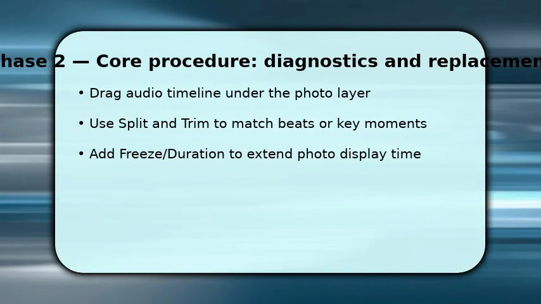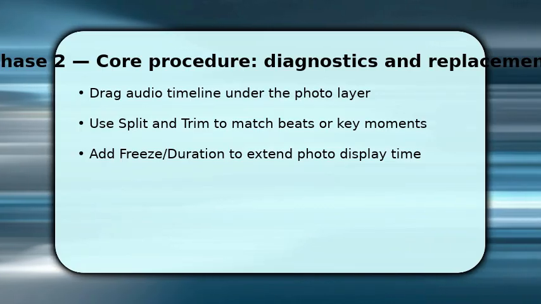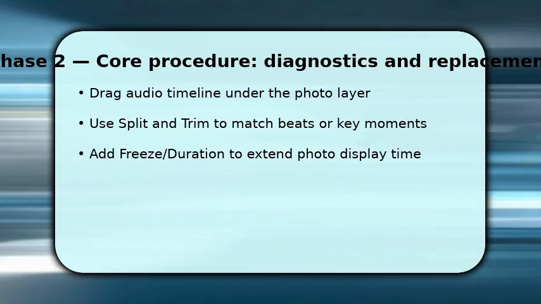Next, you align the photo duration to the music. Drag the audio track under the photo layer, zoom the timeline for precision, and play to locate beats. Once found, use split on the audio and trim on the photo to snap visual changes to sonic hits.